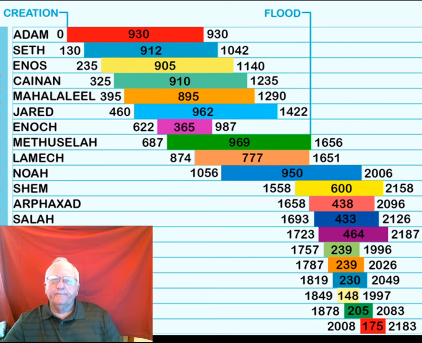Genesis 7 is going to tell us that the flood began on the 17th day of the second month in the 600th year of Noah's life. The 600th year of Noah's life would have been the year 1656 after creation. If you look on that chart, for the year that Noah's grandfather, Methuselah, died, you will notice that he died in 1656.